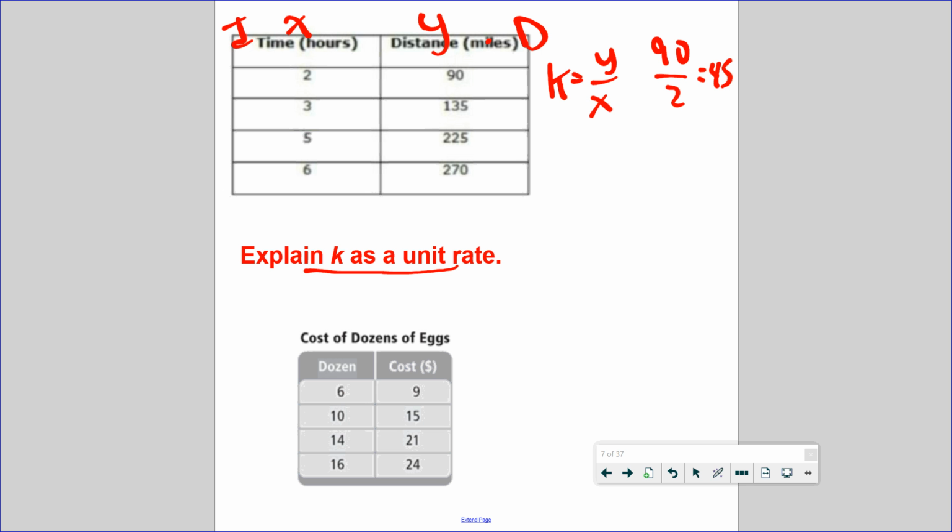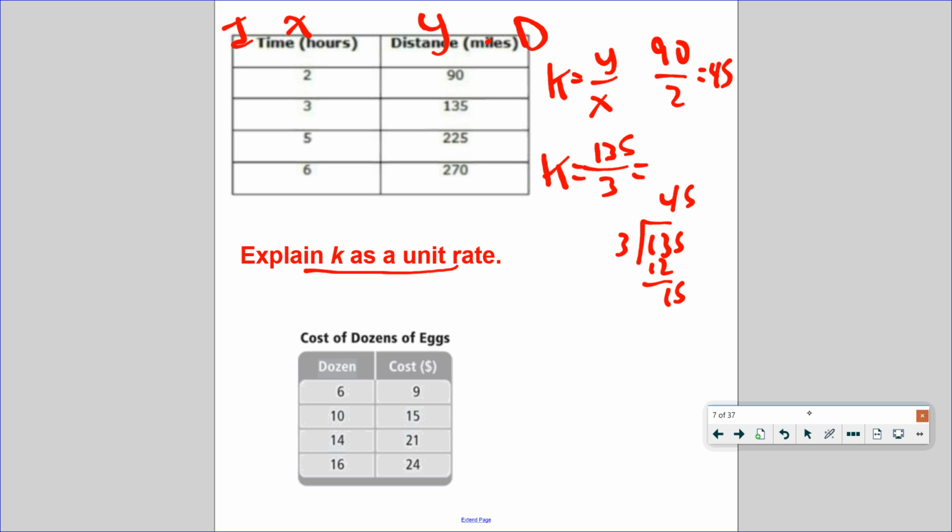So will this formula work for each row? What if I did the next one? K equal 135 divided by 3. If I do 135 divided into 3 groups, I also get 45 miles per hour.